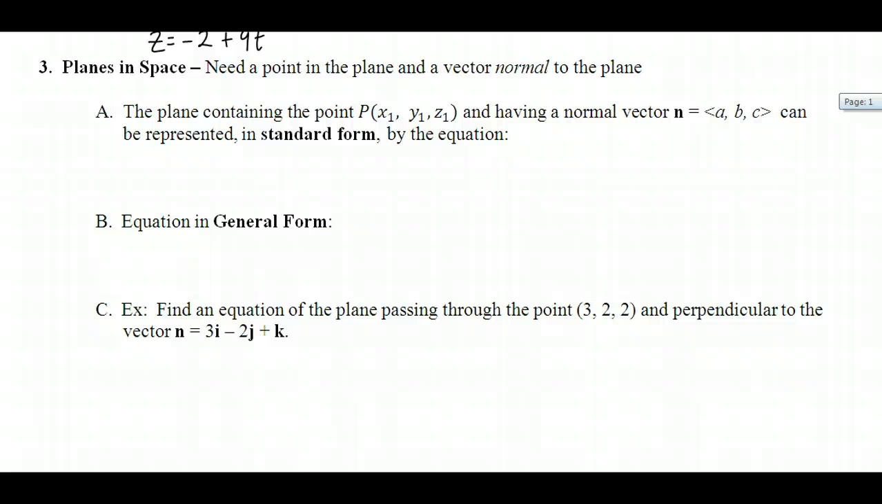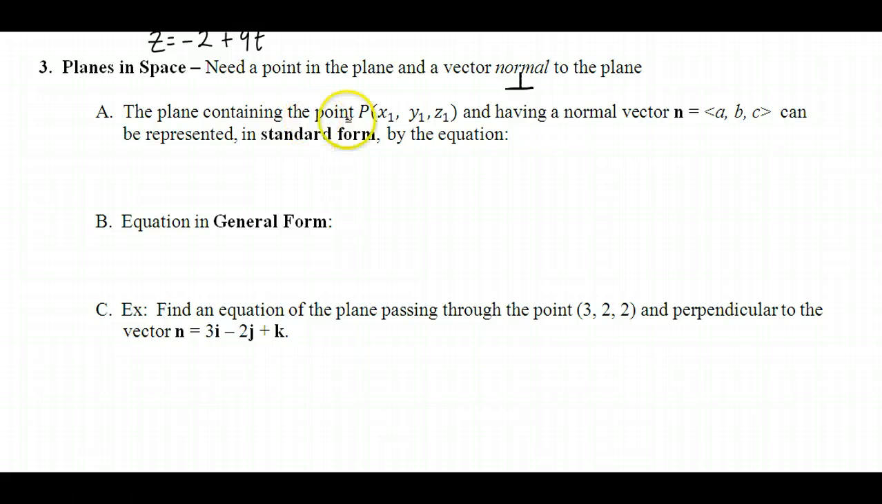Moving on to planes in space. For a plane in space, in order to write the equation, we need a point in the plane, and we have to have a vector normal to the plane. Remember that normal means perpendicular. So you need a point on the plane and a vector that is perpendicular to the plane.